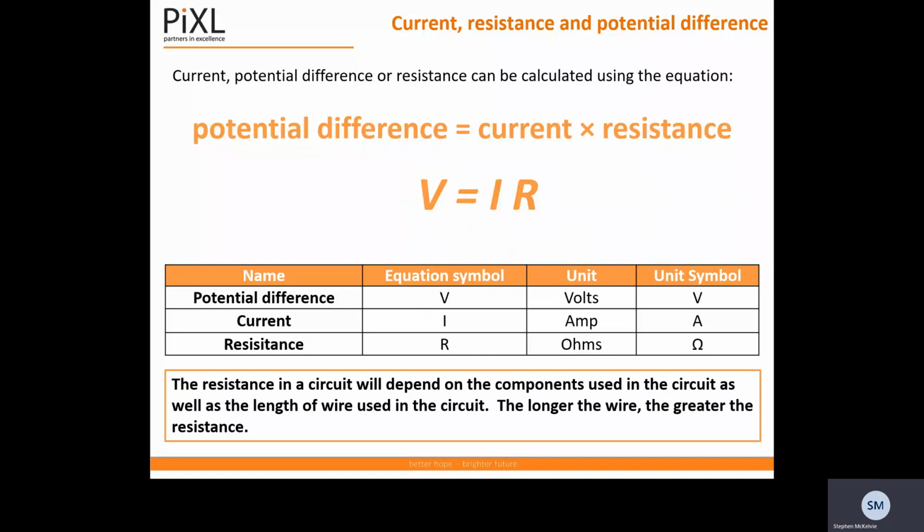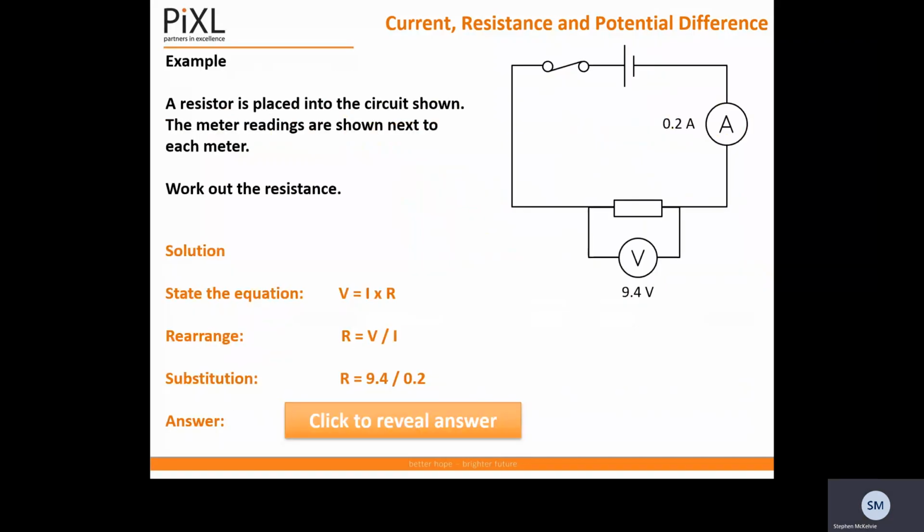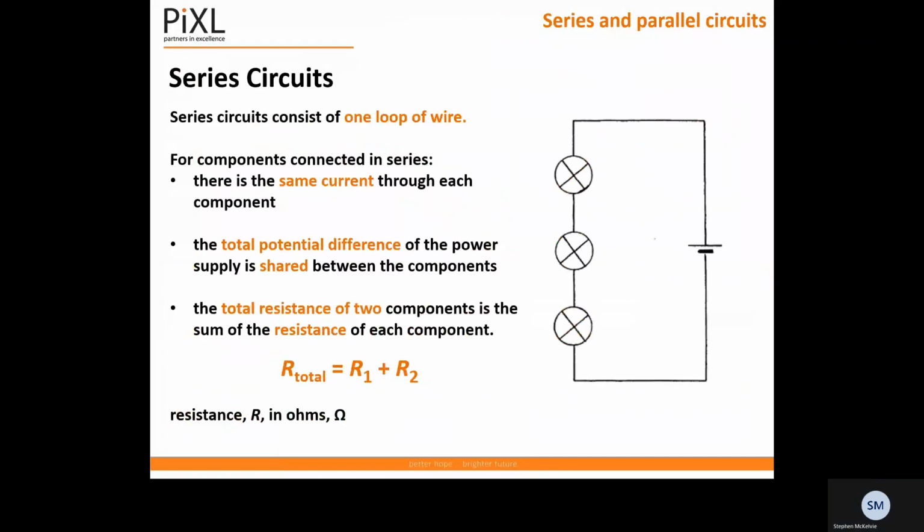Here's what a question might look like. Now remember, all these questions are available in the papers, the higher tier questions I've already done. We've already looked at how current and potential difference work in series circuits, and now we're going to also add in resistance. So in a series circuit, there's one loop of wire.